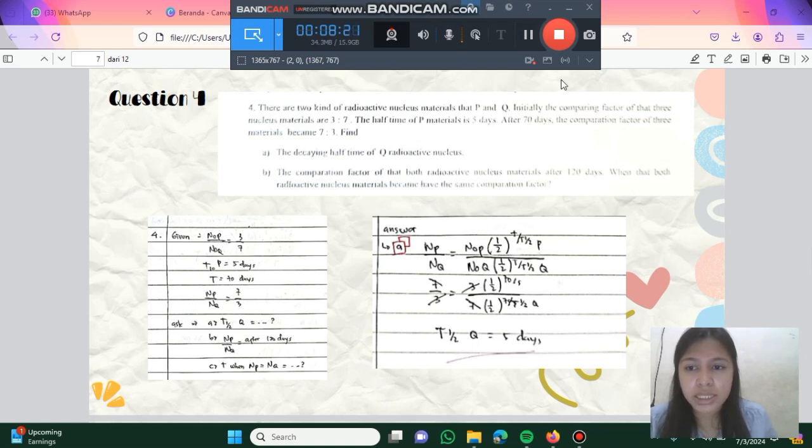With the solution, given is NOP per NOK is equal to 3 per 7. T half P is equal to 5 days. T is equal to 70 days, and NP per NK is equal to 7 per 3. So A is T half K, and B is NP per NK after 120 days, and C is T when NP is equal to NK.